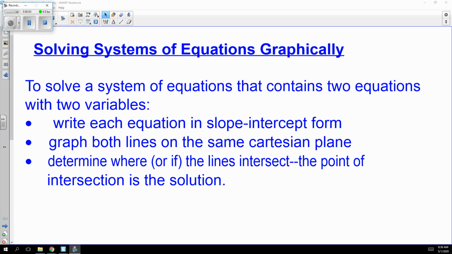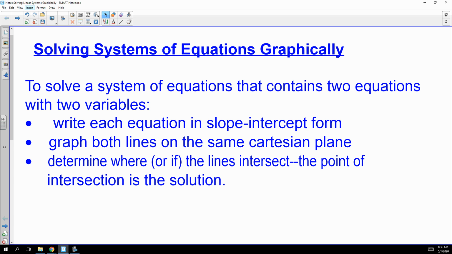Hi guys, today we're going to talk about solving systems of linear equations, both graphically and algebraically. I went ahead and split it up into two separate sections. So for right now, we're going to talk about solving a system of linear equations graphically, just to shorten up each video and make them a little more manageable.